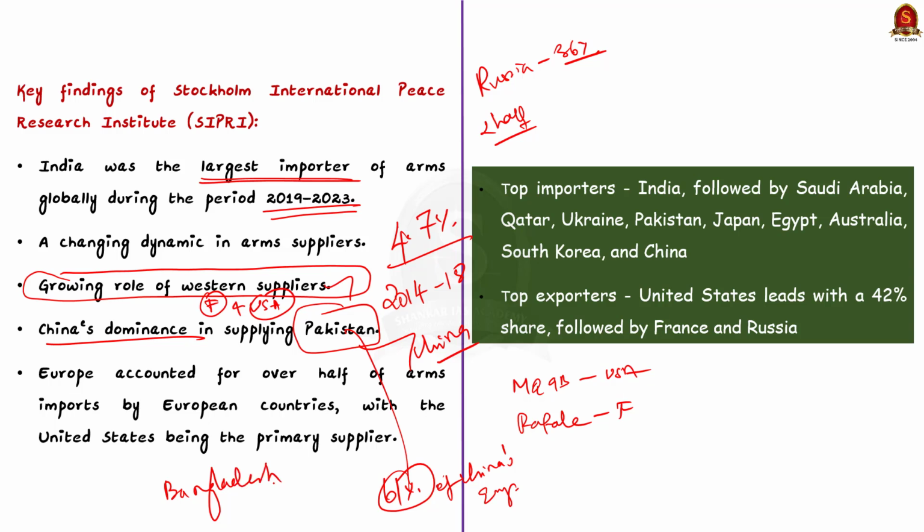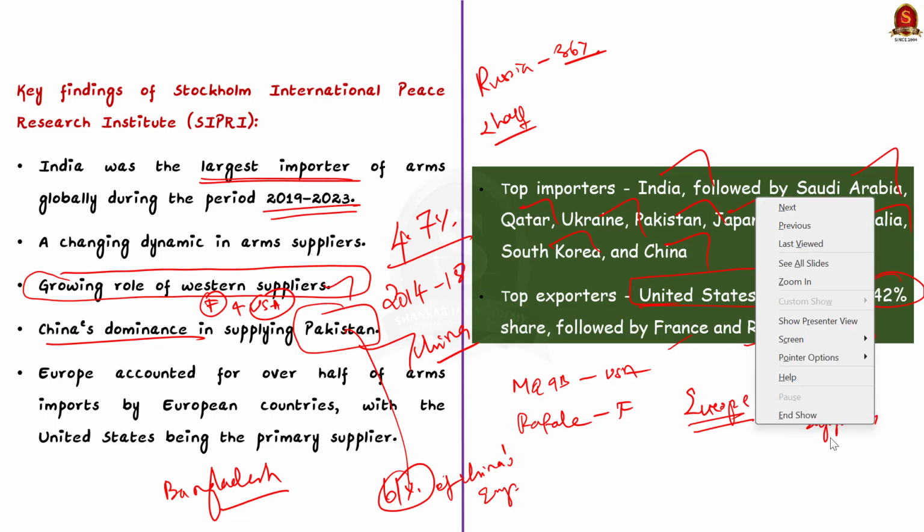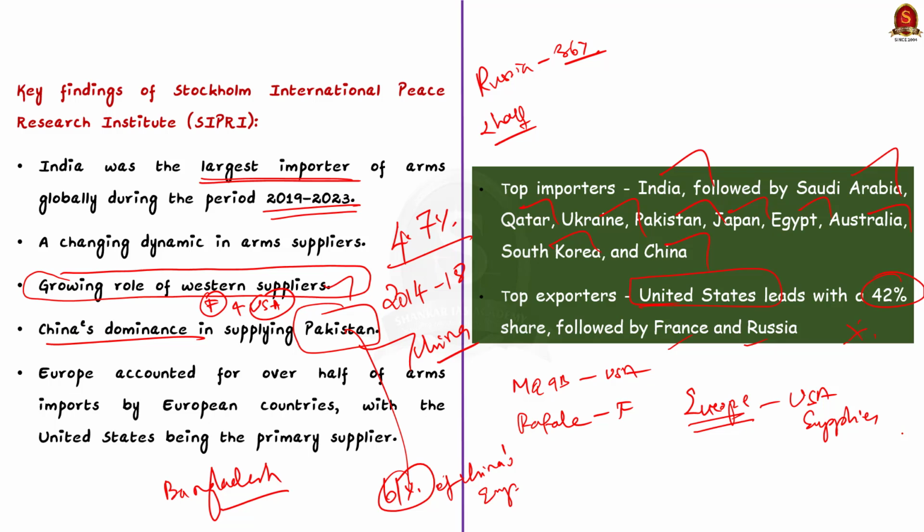Apart from this, the report highlighted the global arms trade landscape. Some of the top importers include India, followed by Saudi Arabia, Qatar, Ukraine, Pakistan, Japan, Egypt, Australia, South Korea, and China. Some of the top exporters include the United States, which leads with a 42% share, followed by France and Russia. Europe accounted for over half of the arms exports by European countries, with the United States being the primary supplier. This reflects Europe's strong military-industrial capacity, which comes against the backdrop of the war in Ukraine.